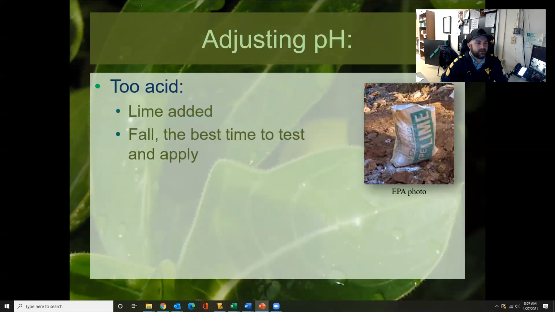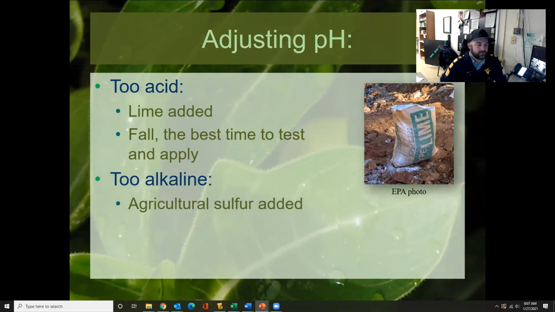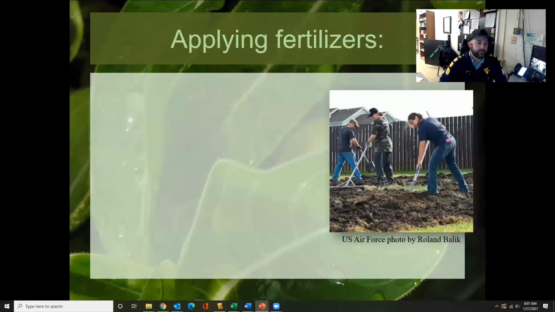So adjusting pH, if it's too acid, you need lime added. Fall is the best time to test and apply. If it's too alkaline, you want to use some agricultural sulfur. And like I said, there's nothing more important you can do whenever you're trying to do your pH than just doing a soil test to see where that needs to be.